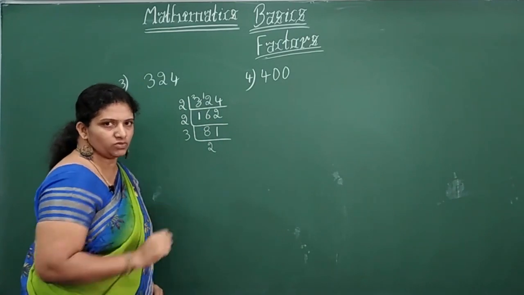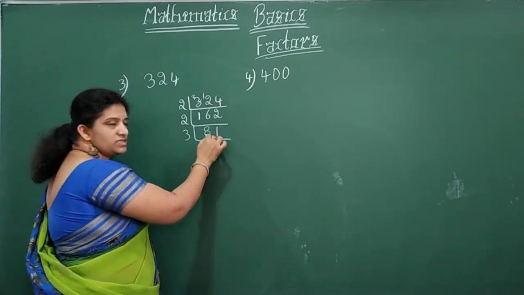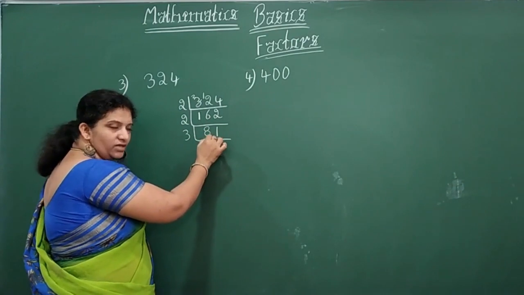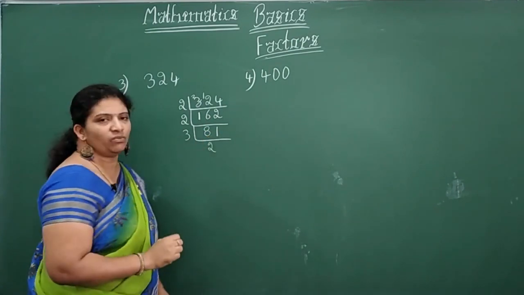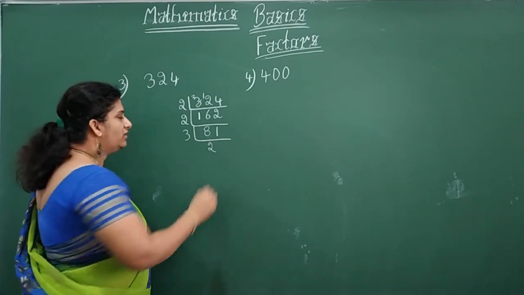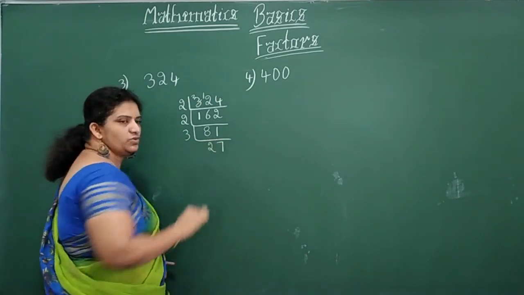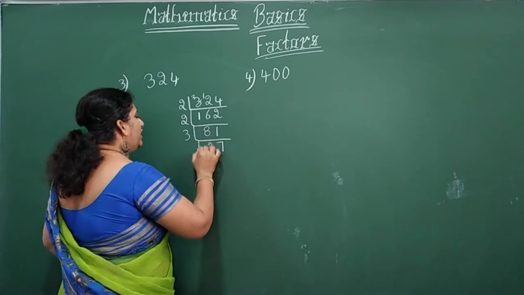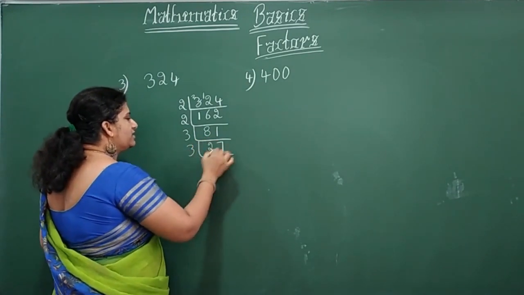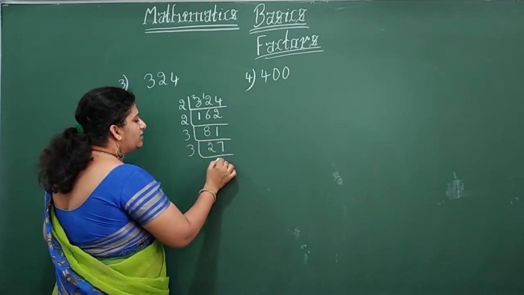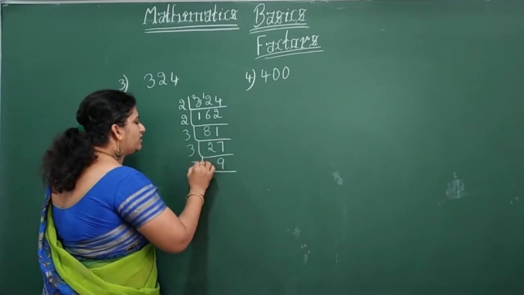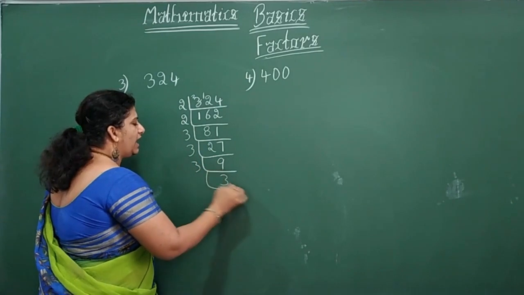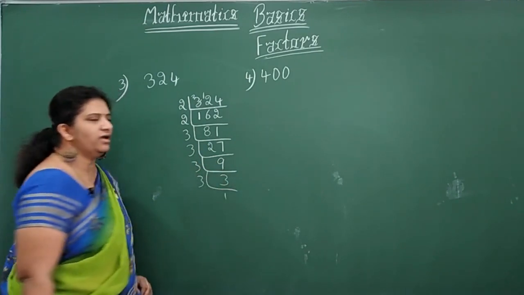Just understand here, children. No need of writing those all also. 3 2s are 6. 2 will be left here. This 2 and 1 becomes 21. So in 3 table, where do you get 21 here? 3 7s are 21. Now again, 3 table, you'll get this 27. Where? 3 9s are 27. Then 3 3s are 9. And 3 1s are 3.